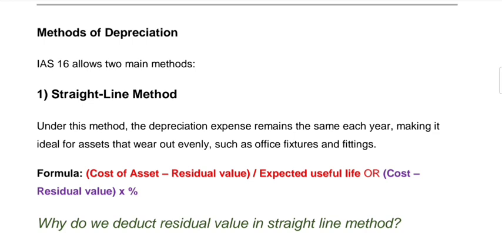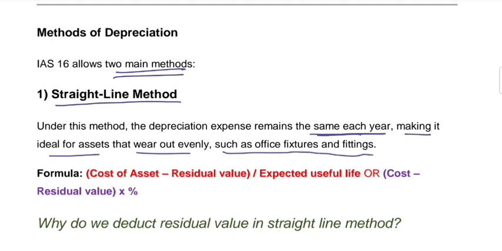Now let's look at the methods of depreciation. IAS 16 allows two main methods. One of these methods is known as the straight line method. Under this method, the depreciation expense remains the same each year, making it ideal for assets that wear out evenly, such as office fixtures and fittings.